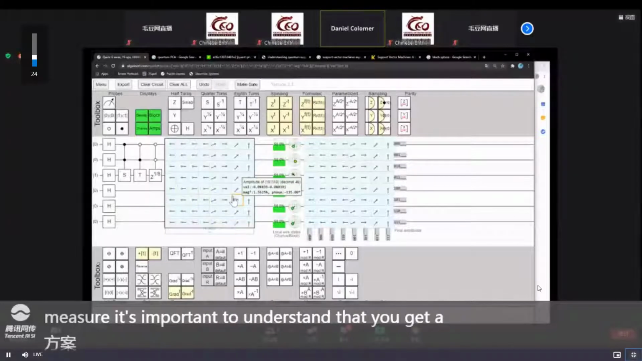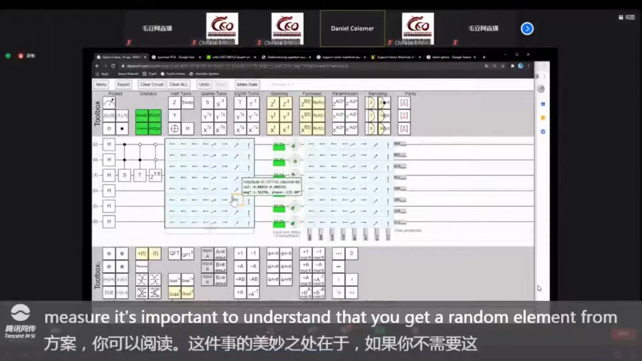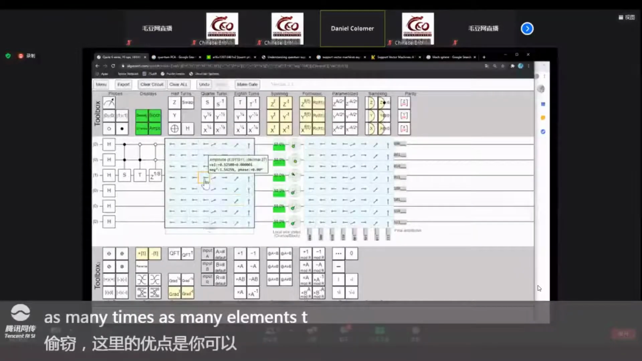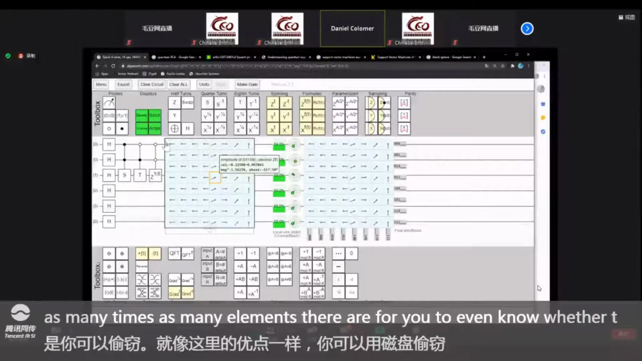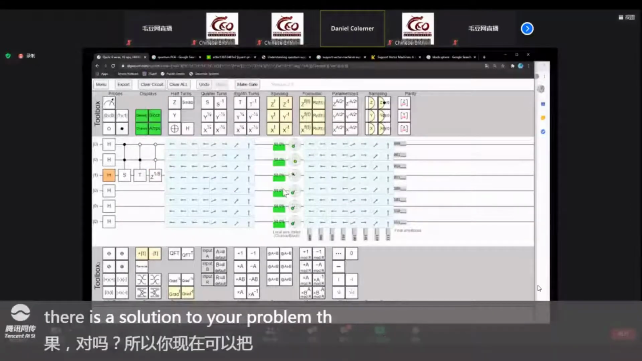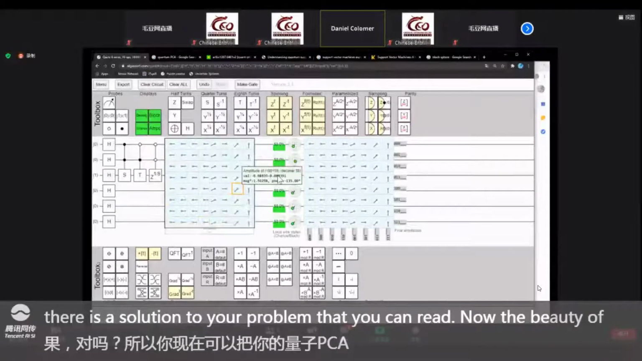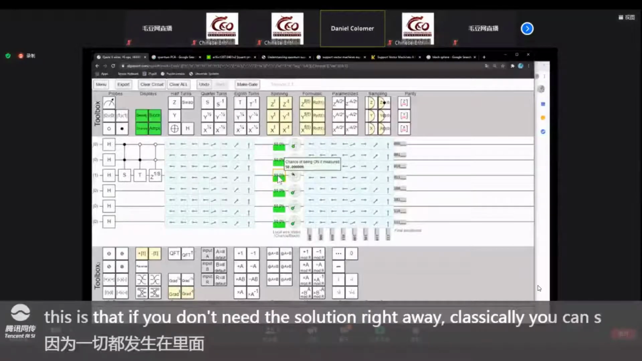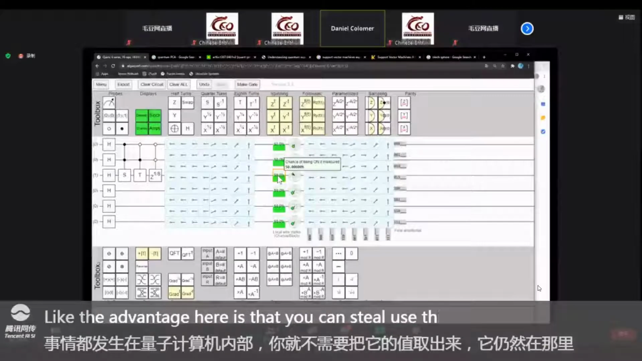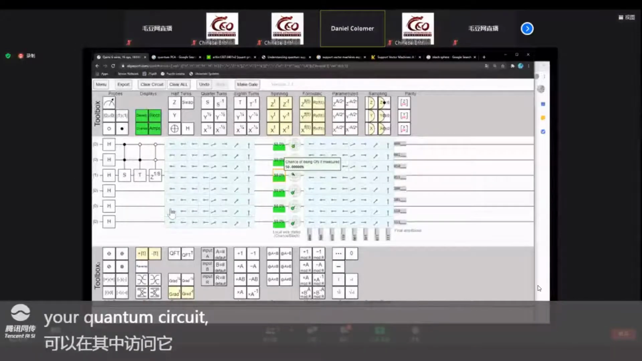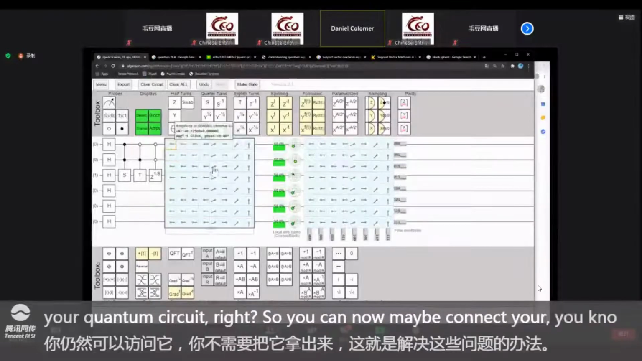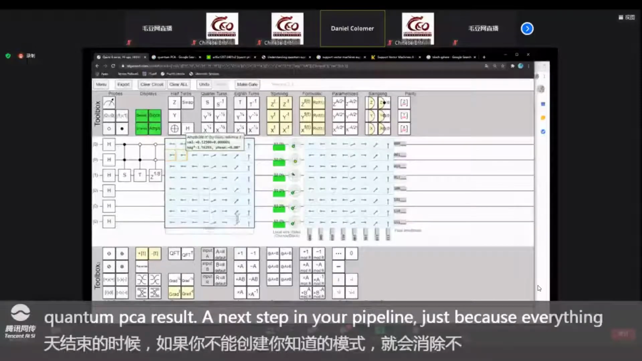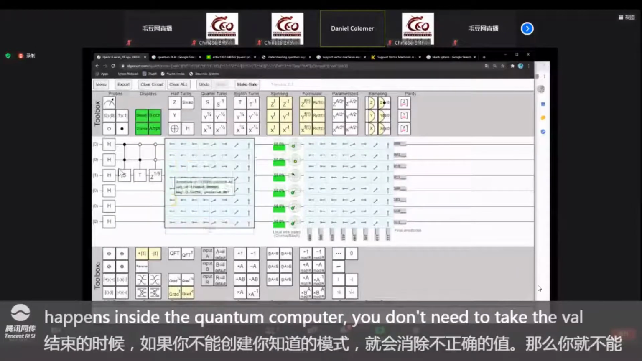Now, the beauty of this is that if you don't need the solution right away classically, you can still use these kinds of results within your quantum circuit. So you can maybe connect your quantum PCA result to the next step in your pipeline. Because everything happens inside the quantum computer, you don't need to take the value out. It's still there. You can still access it in theory, but you don't have to take it out. That's a solution to this. But at the end of the day, if you're not able to create an interference pattern that eliminates values which are not correct ones, then you're not going to be able to measure these.